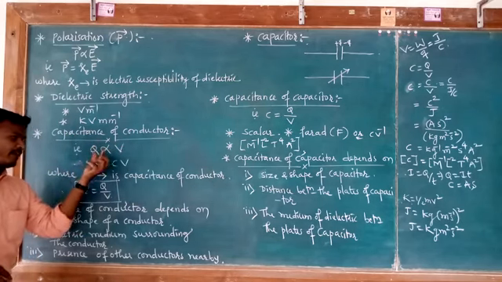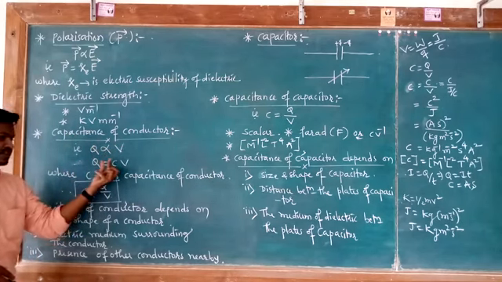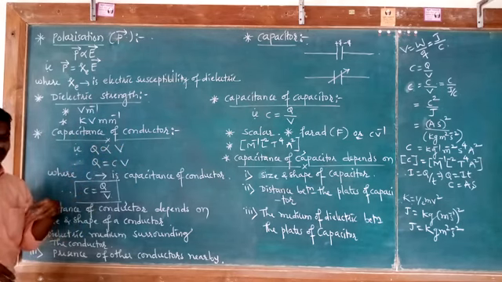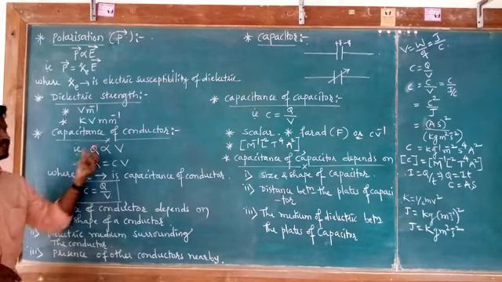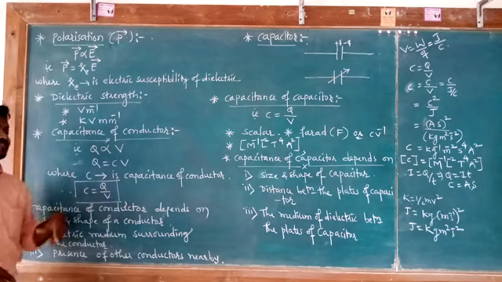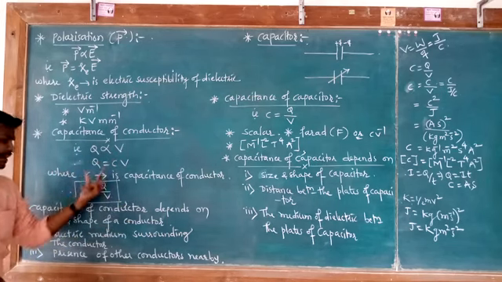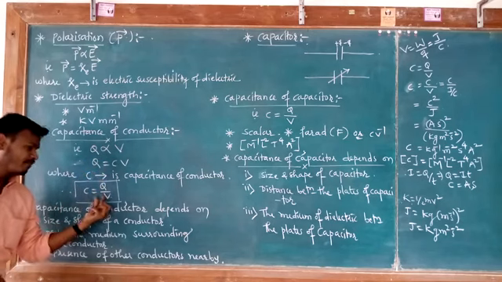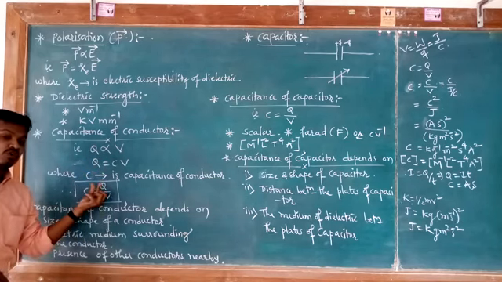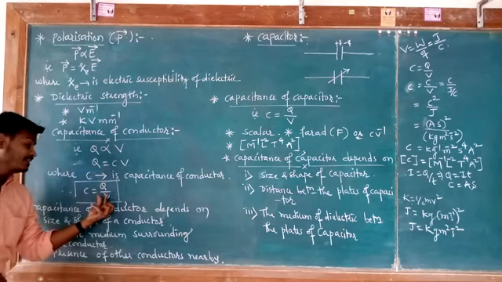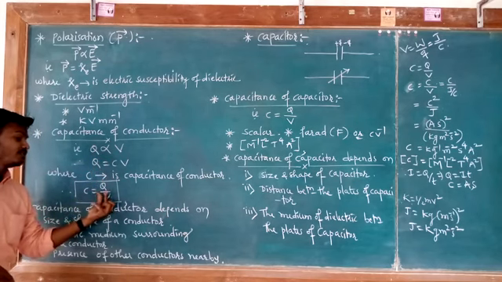Here the proportionality is replaced by choosing a constant on the right-hand side. That constant is C, where C is the constant of proportionality known as the capacitance of a conductor. In the same way, we can write C is equal to Q divided by V, where Q is the amount of charge given to a conductor, and V is the rise in potential, in other words, the increase in potential of a conductor.